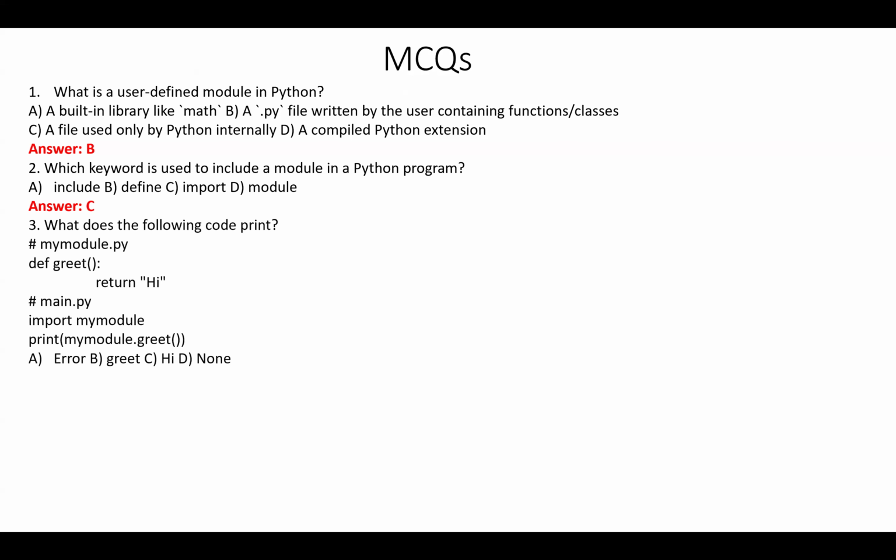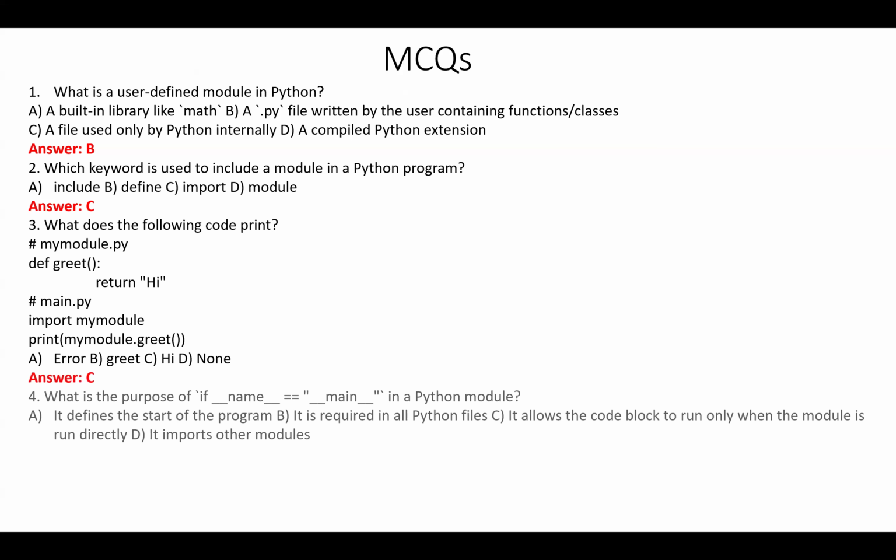Next, third question. What is the output of the following code? Here we have my module, which has a greet function. It returns hi. Here we are importing this one, then print my module dot greet. What is it going to print? Error, greet, hi, or none? Which is the answer? Yes, it is C, that is hi.